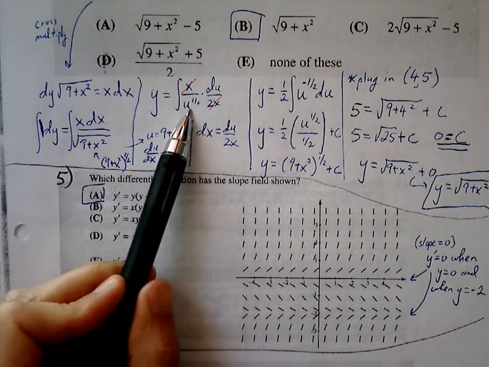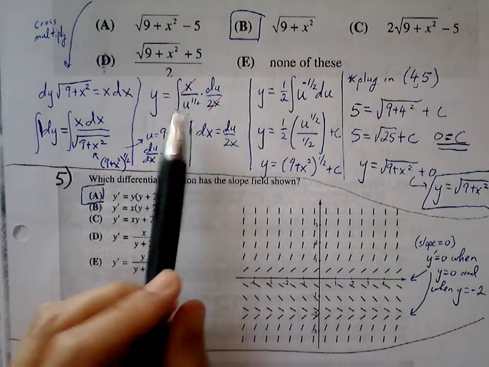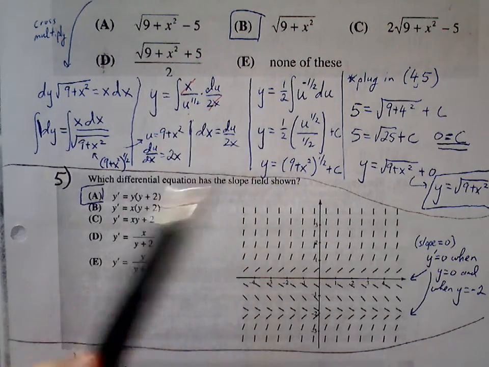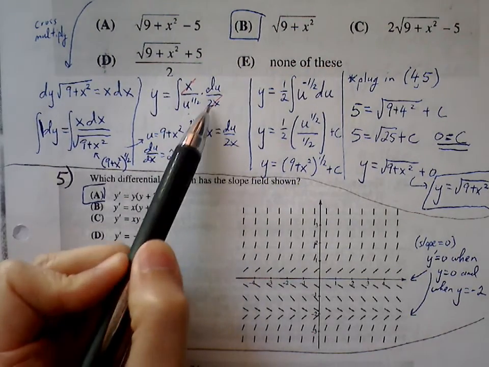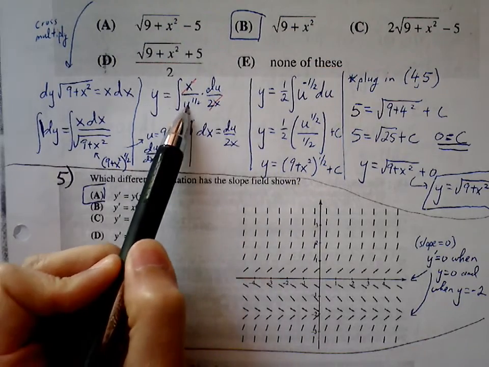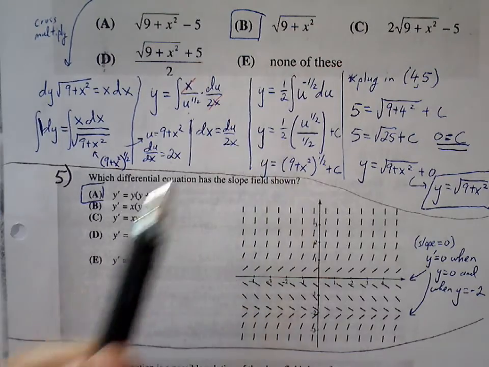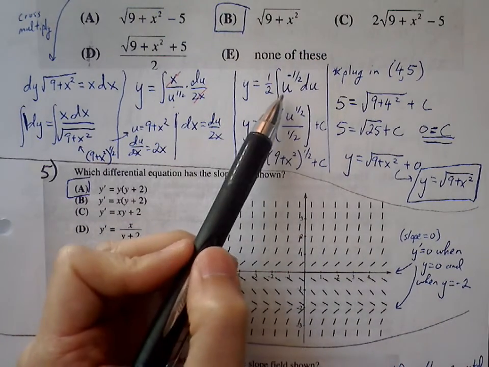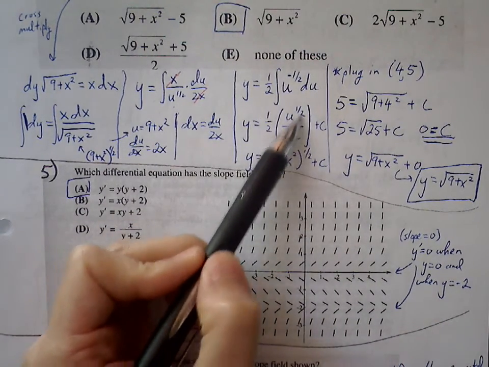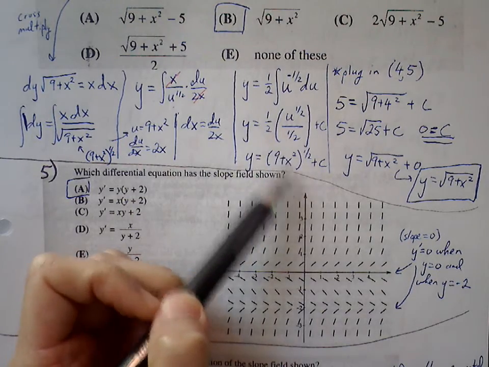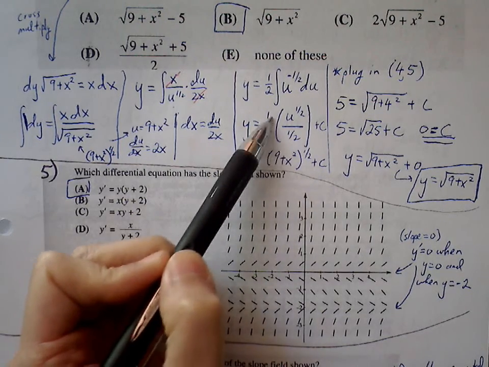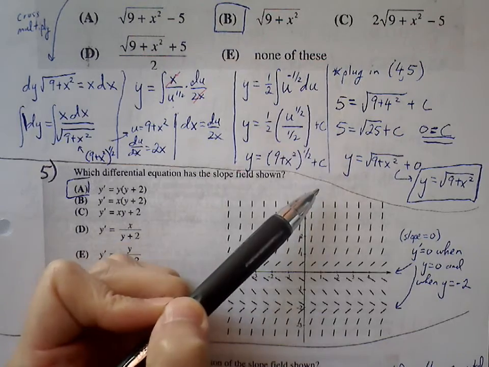We'll replace the parentheses with u. Replace dx with du over 2x. The x's go away. We can push the 1/2 out in front. Push that u to the 1/2 as u to the negative 1/2. And now we go through power rule. We get u to the 1/2 over 1/2. Flip that 1/2 to be 2, cancel that with that 1/2, a plus c shows up.